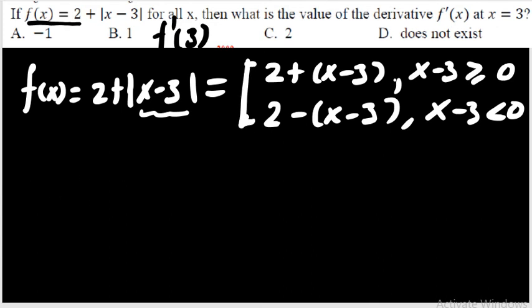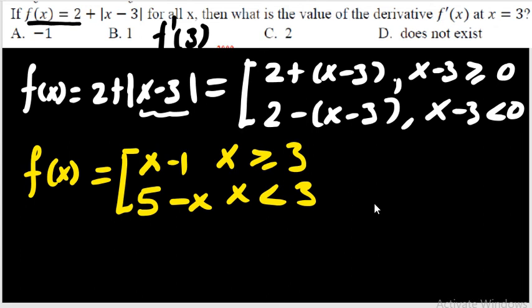So when you complete this one, it will be written as f of x is equal to x minus 1, because when you complete this one, 2 plus x minus 3 means x minus 1, because 2 minus 3 will be negative 1.